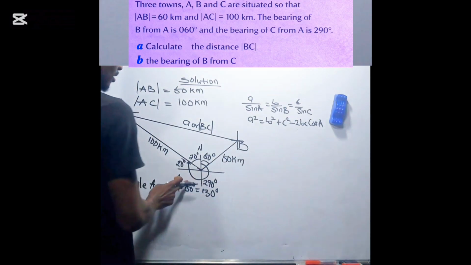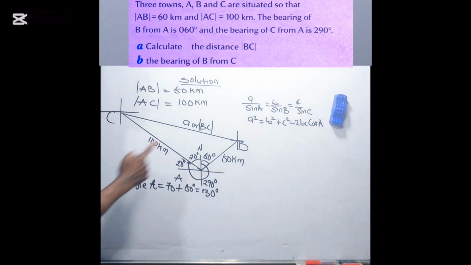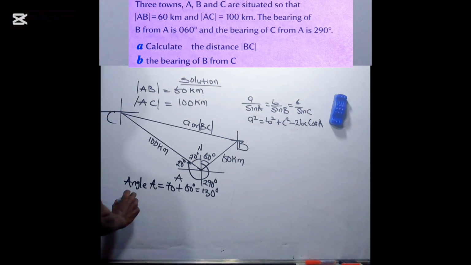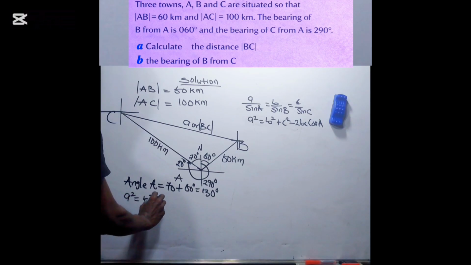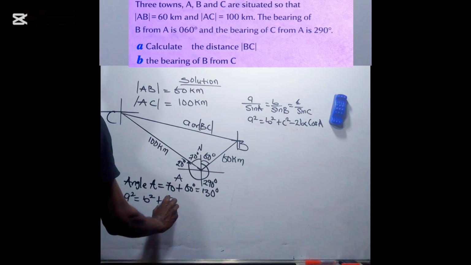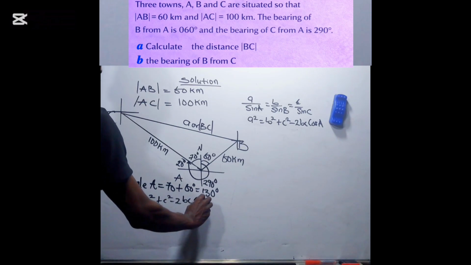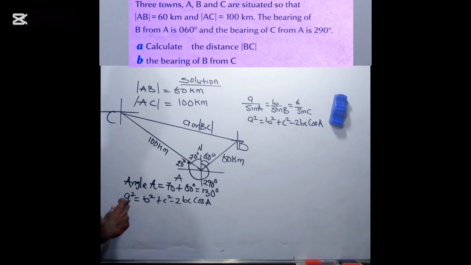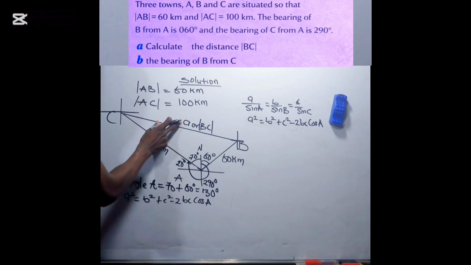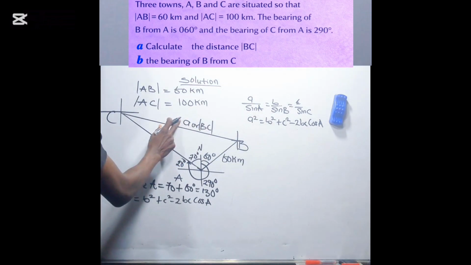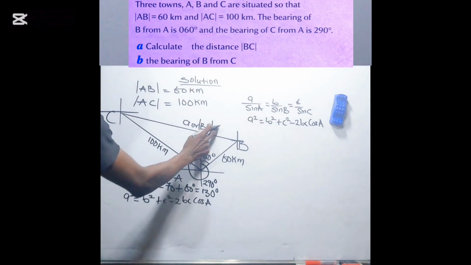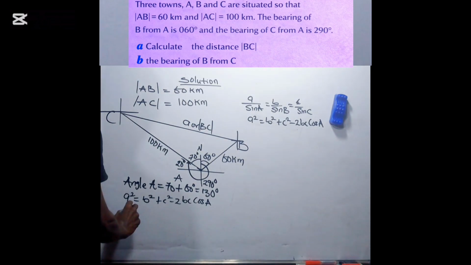2bc cos A, cos angle A, we have it. So we can use the cosine formula. Therefore, implementing it, we have a squared equals b squared plus c squared minus 2bc cos A, where a squared is what we are looking for, which is the same thing as BC. So we say a squared.